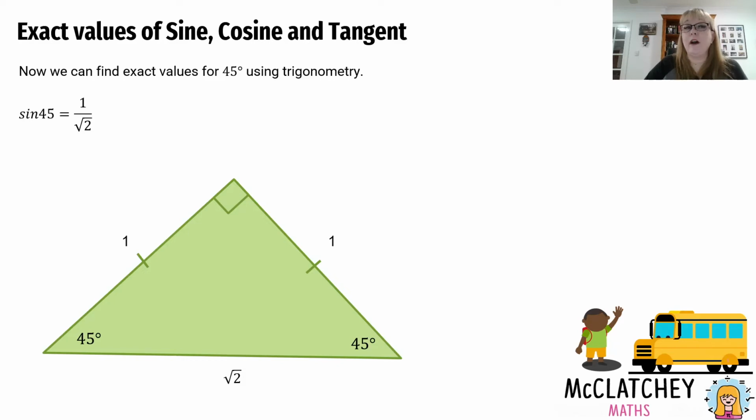So the sine of 45 will be 1 over root 2. Cosine of 45 will be the exact same, because the opposite and the adjacent are equal in value. The tangent of 45 is going to be opposite over adjacent, 1 over 1, which is 1.